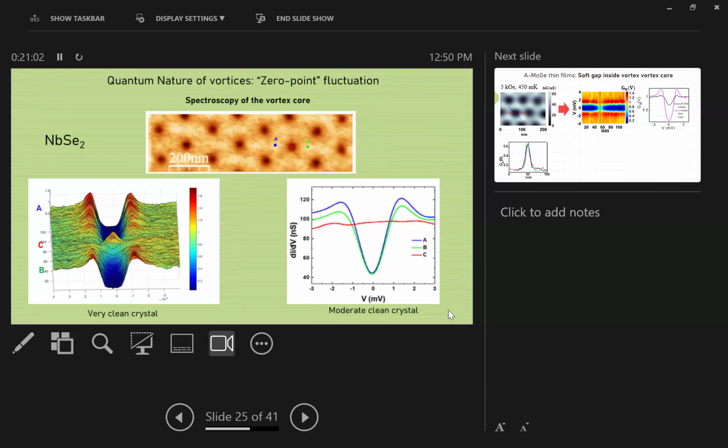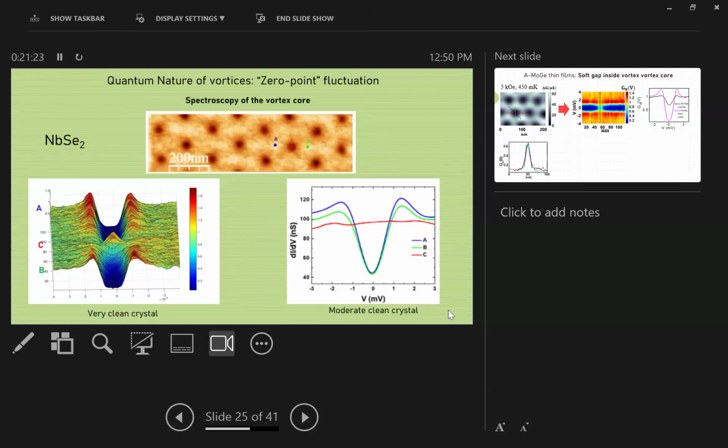Now, if you take a very clean superconductor, for example, very clean niobium diselenide, you will see that away from the core you have the gap. At the core, you can see a small peak which is called the Caroli-de Gennes-Matricon peak, which is because you are confining the normal electron within the size of the vortex core, the normal core.